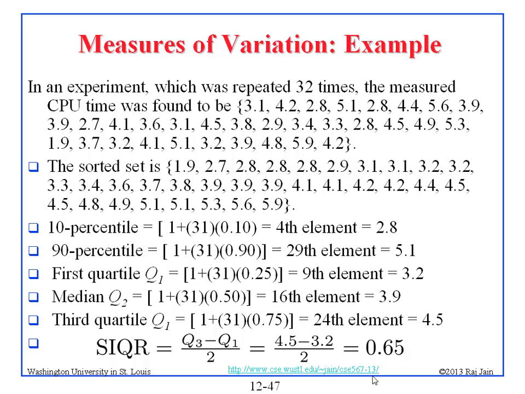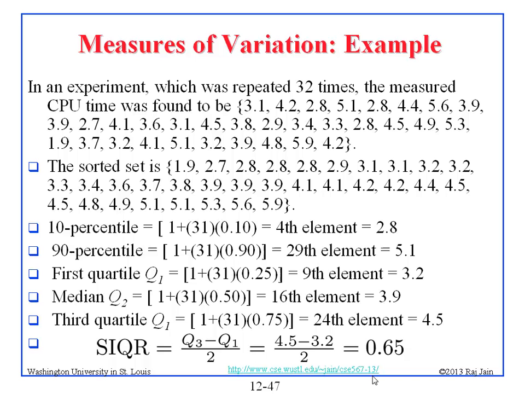Here for the 90th percentile, you take 0.9 times 31, that is 27.9 plus 1, 28.9. Rounded would be 29, so that is that number. First quartile is 0.25, and then rounding will drop off the fraction. So it would be 7.75 plus 1, 8.75, so you go to the ninth element. For the median, this is 15.5 plus 1, so 16.5.